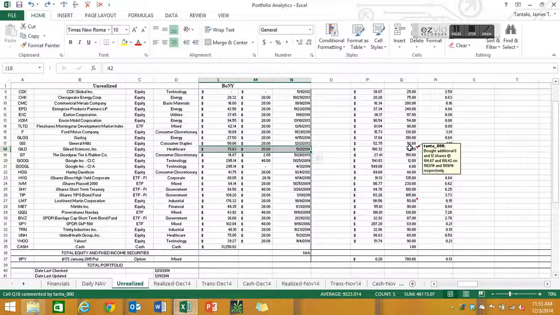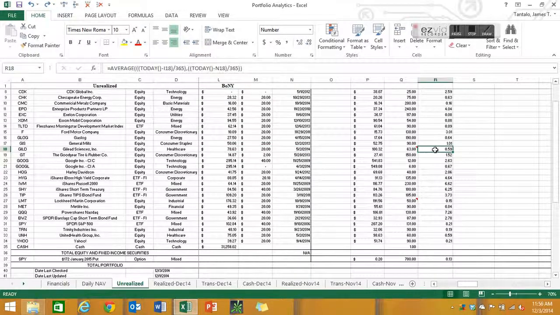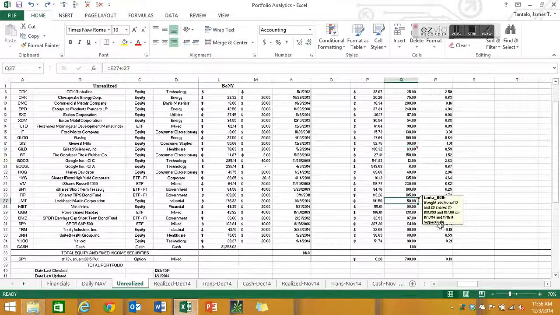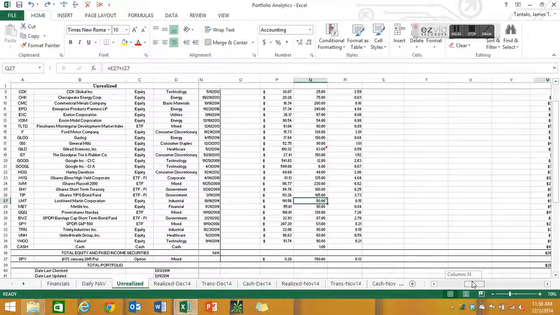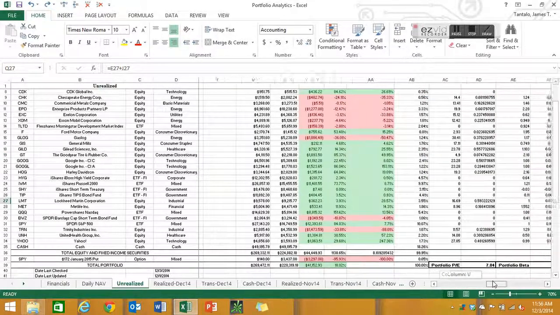So for Gilead, we bought 6 and 12 additional shares, so 6 in the TD Ameritrade account, 12 in Bank of New York, at $104.67 and $108.42 on two respective dates. So these, again, are going to have to go into our average calculation as well. We did the same thing for Lockheed Martin, so those things are noted there.